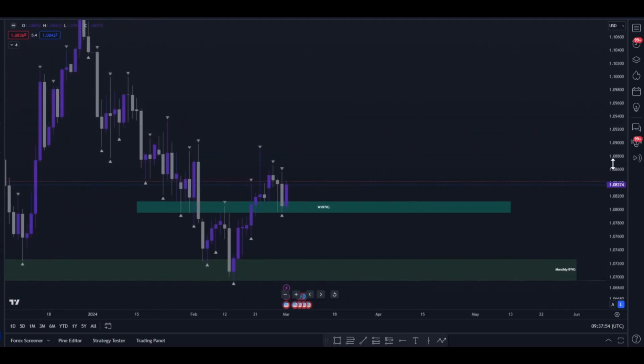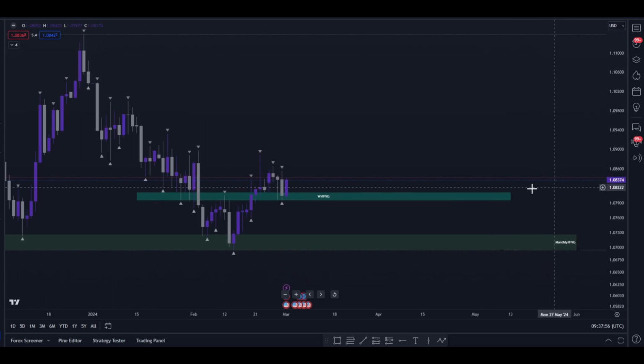EU is clear, but the dollar isn't. So if I didn't look at the dollar index, I would be fully bullish on EU and probably try to target some of these highs.